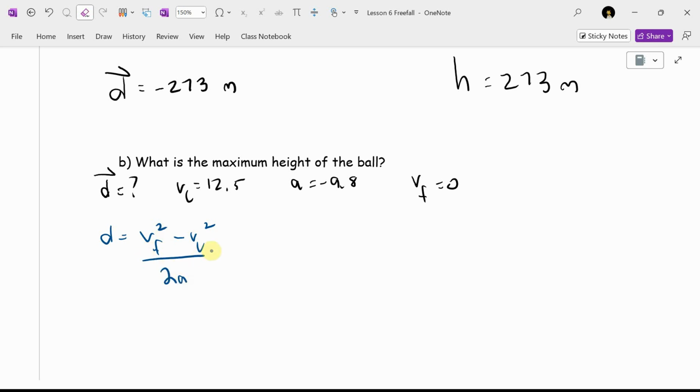You get a little nerdy adrenaline rush? It's going to be 0 squared minus 12.5 squared all over 2 times negative 9.8. By the way, are we expecting a positive displacement or a negative displacement this time? Oh, yeah, we're definitely above from where we started. I'm positive. See what I did?